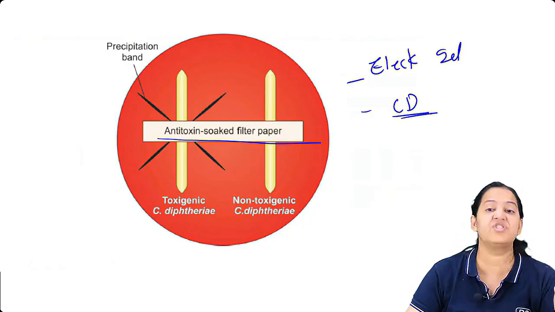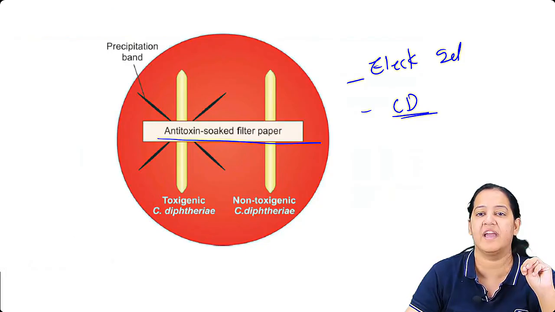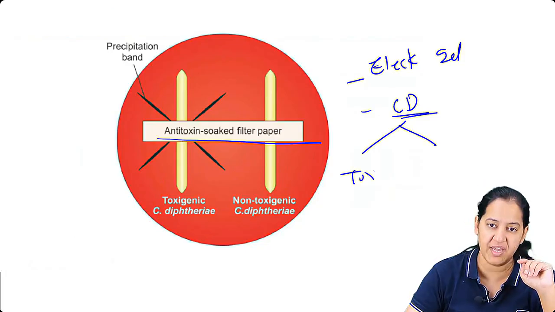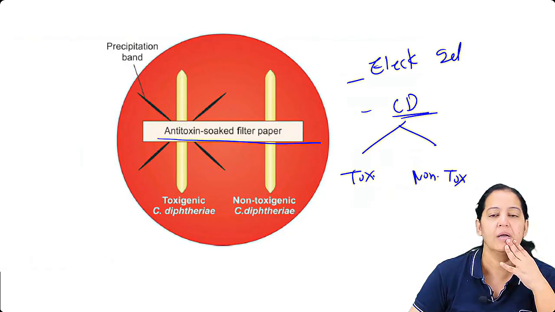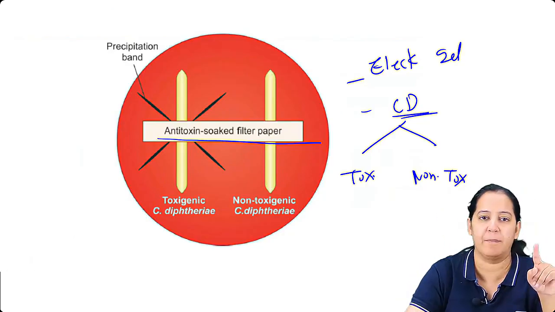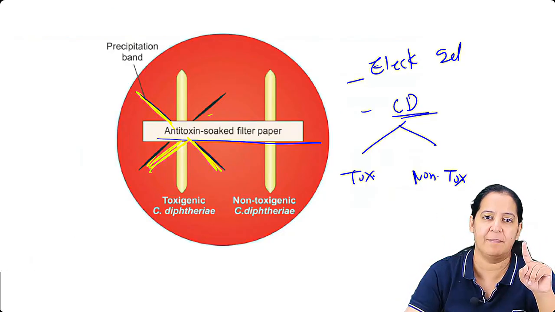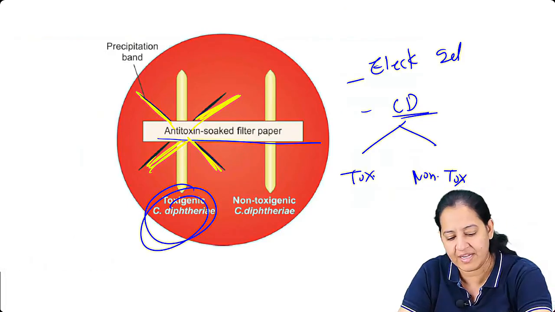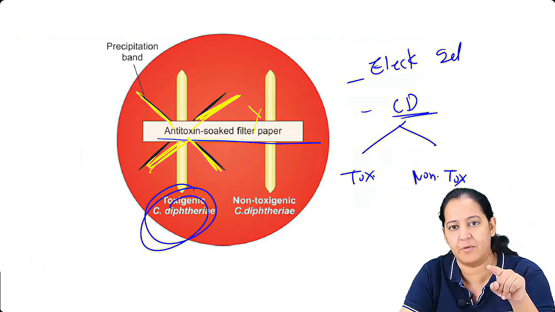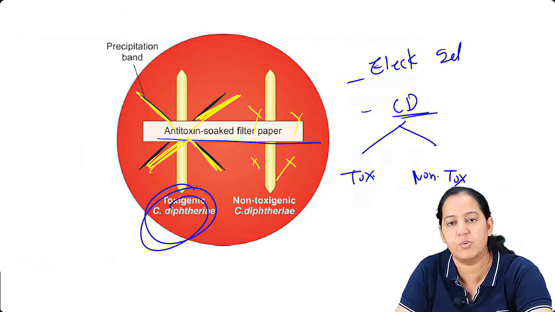Third question, किस चीज के लिए करते हैं? Corynebacterium diphtheriae में utility क्या है? To know whether it is toxigenic or non-toxigenic. To know that we are applying this test. है ना? And जहां पे भी आपको bands मिले, देखो यहाँ पे इस वाले में bands हैं. I'm getting the bands here. So this one is toxigenic, and I'm not getting any bands here. In this one, I'm not getting any bands. है ना? So this one is non-toxigenic.